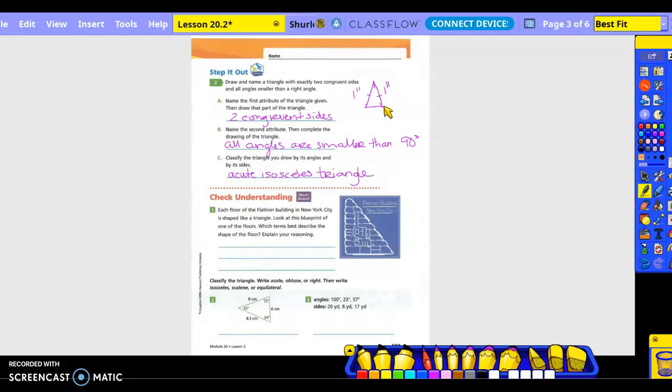Check understanding. Number one, each floor of the Flatiron Building in New York City is shaped like a triangle. Look at this blueprint of one of the floors. Which terms best describe the shape of the floor? Explain your reasoning. Once again, we're going to do our type of triangle. Do you guys see a certain angle in there? So it would be a right.